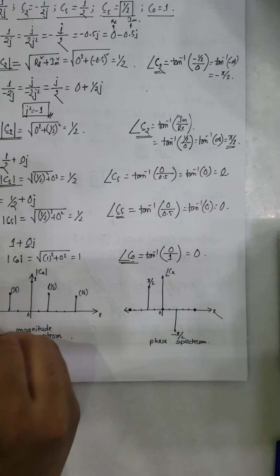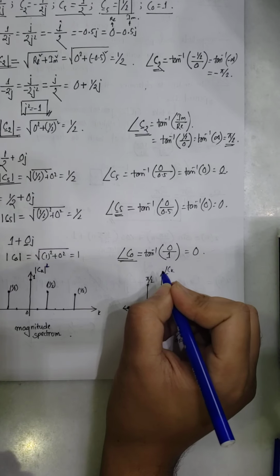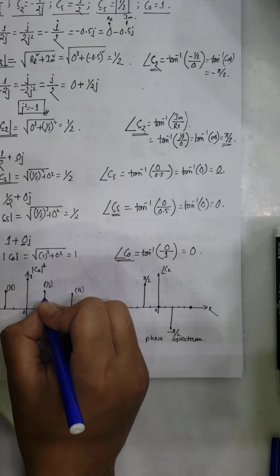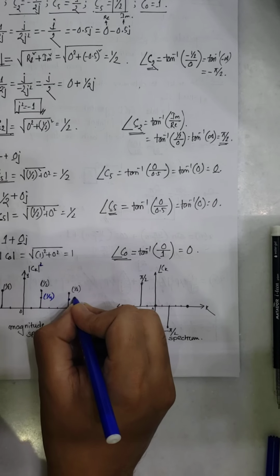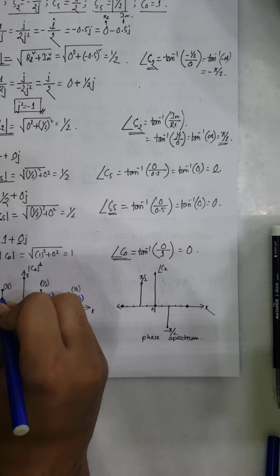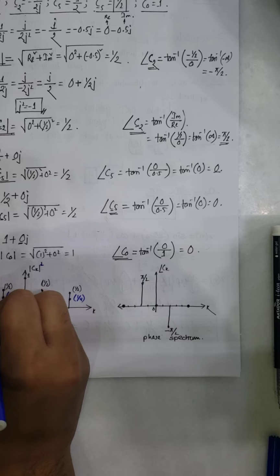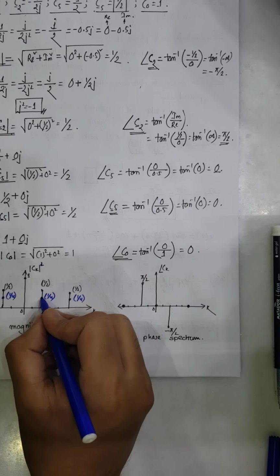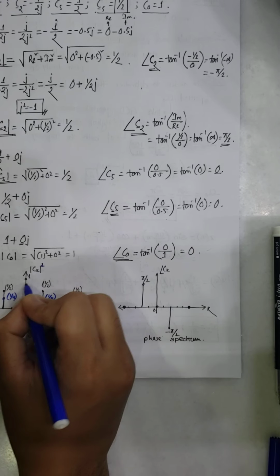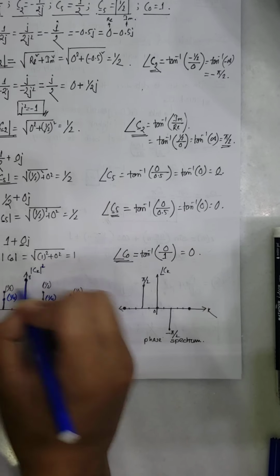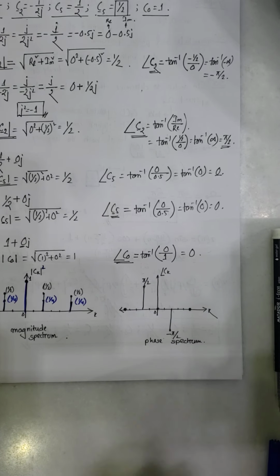Now, if we want to determine the power spectrum, all we need to do is square these terms. Here it will be 1 over 4, this will be 1 over 4, this will be 1 over 4, and this will be 1 over 4. So, in the blue marked positions, we get these values, and this will remain 1, because 1 squared is 1. We get the power spectrum or the power density spectrum.